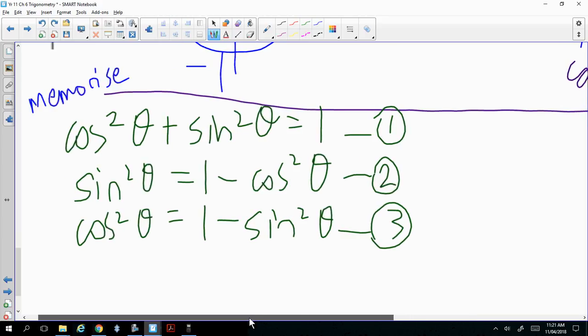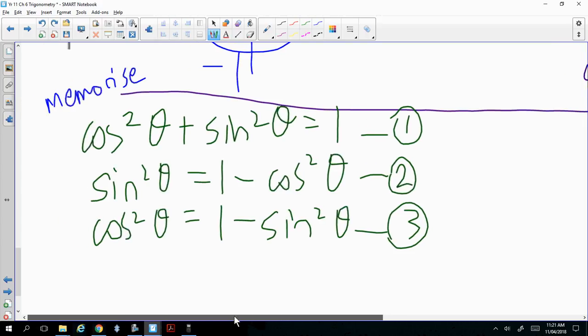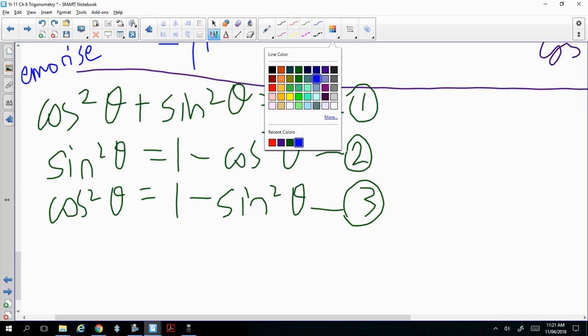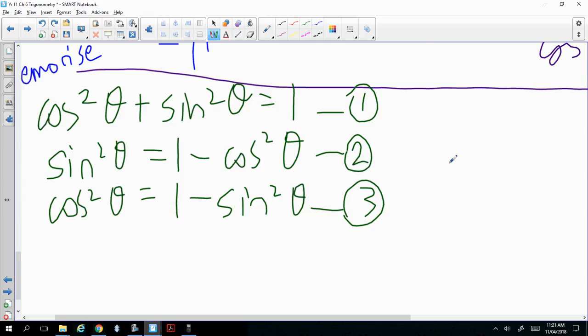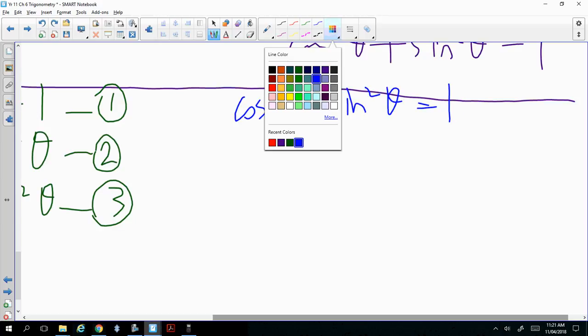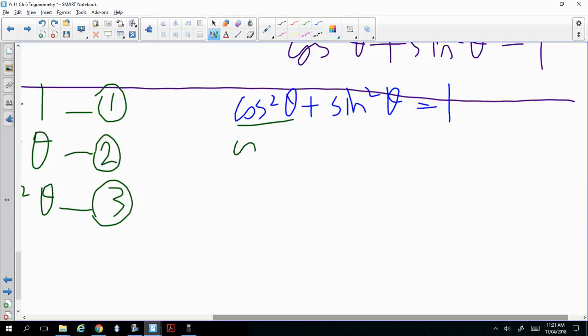Okay, now, let's go back to the first one. Cos squared theta plus sine squared theta equal to 1. Let's divide every term by cos squared. Let's see what we get. Okay, what's cos squared over cos squared? 1. What's sine squared over cos squared? Tan squared. What's 1 over cos squared? Reciprocal cos? Sec squared. Another formula.